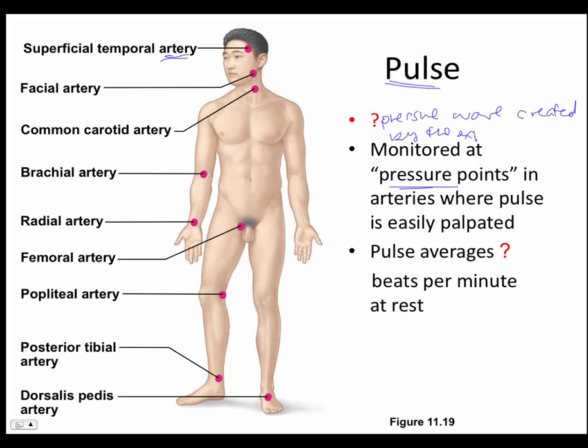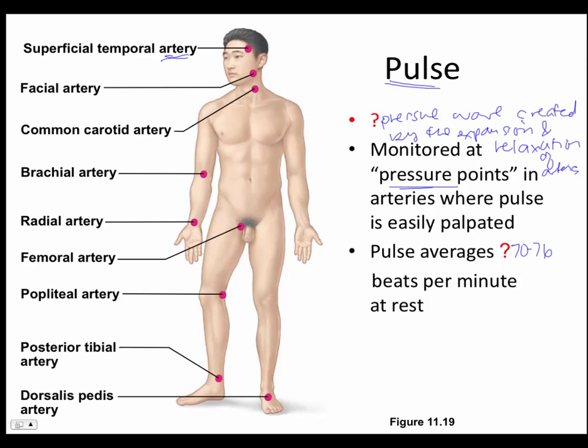Okay, so a pulse, what that is, is this pressure wave that's created by the expansion and relaxation of those arteries. Now, pulse average is about 70 to 76 beats per minute at rest.